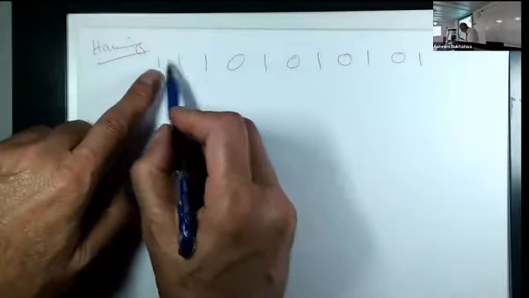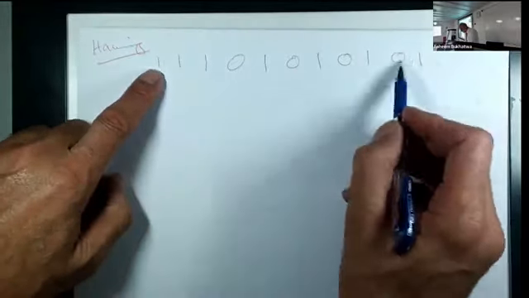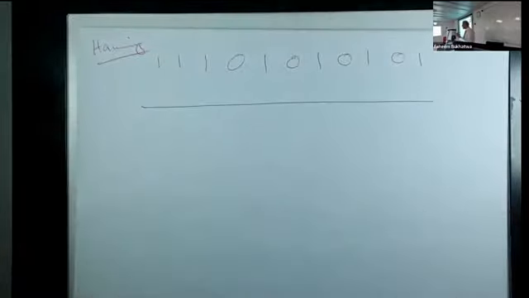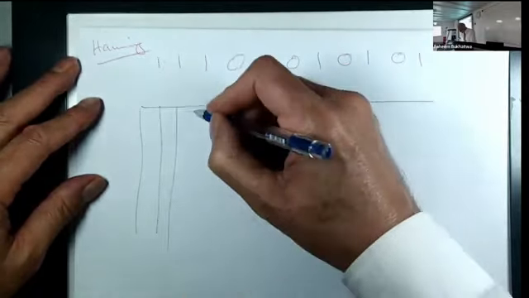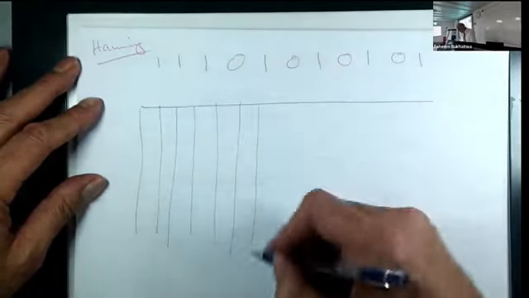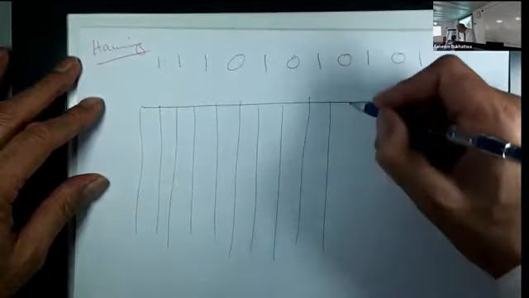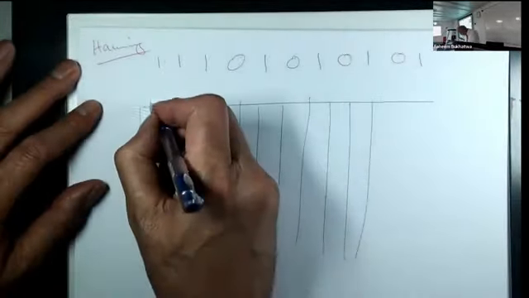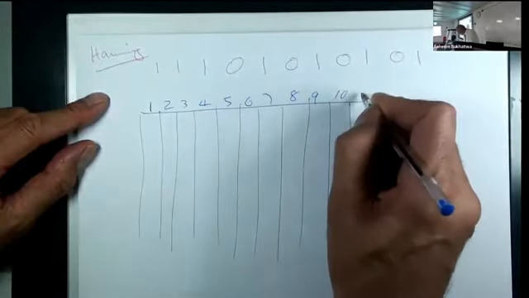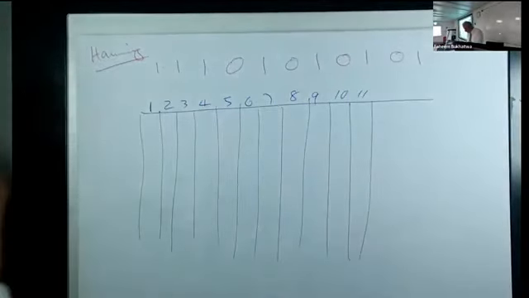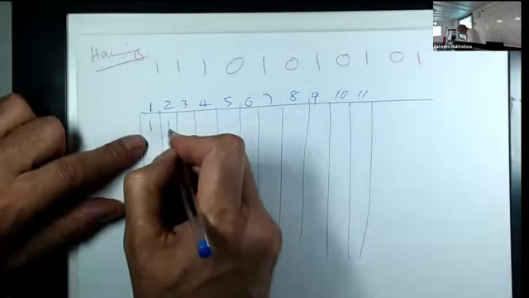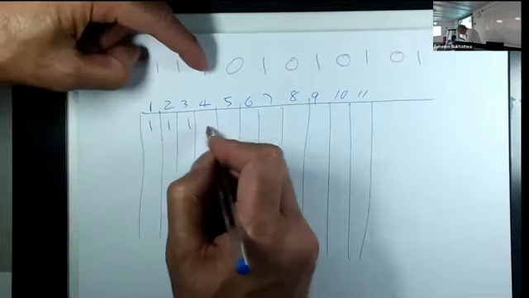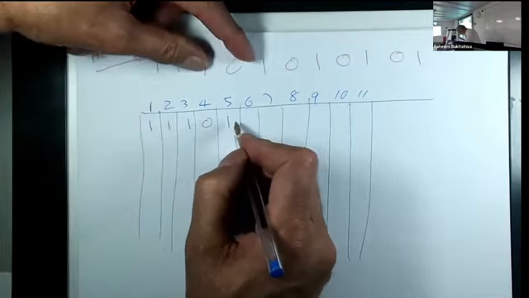So you count how many: 1, 2, 3, 4, 5, 6, 7, 8, 9, 10, 11. My suggestion, you don't have to do it, but it makes life easy for you: make a table of 11, numbered 1 to 11, and fill in the information. So this is 1, 1, 1, 0, 1. Follow me, and correct me if I make a mistake, please.